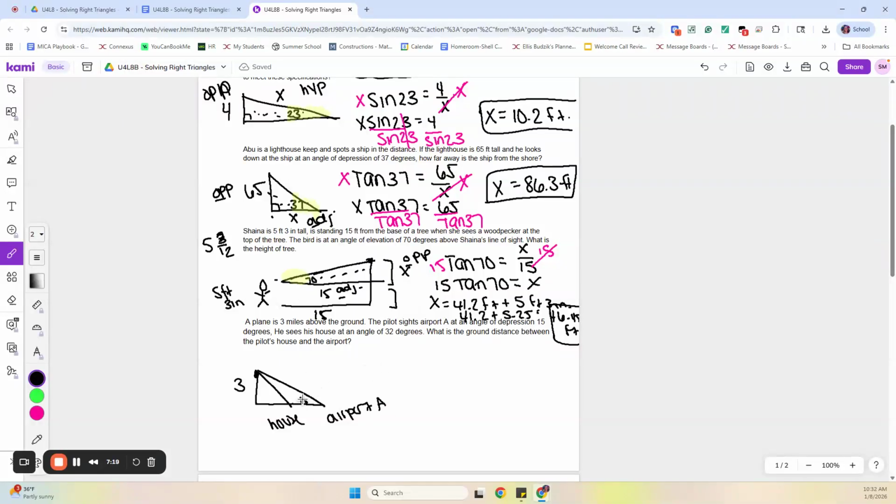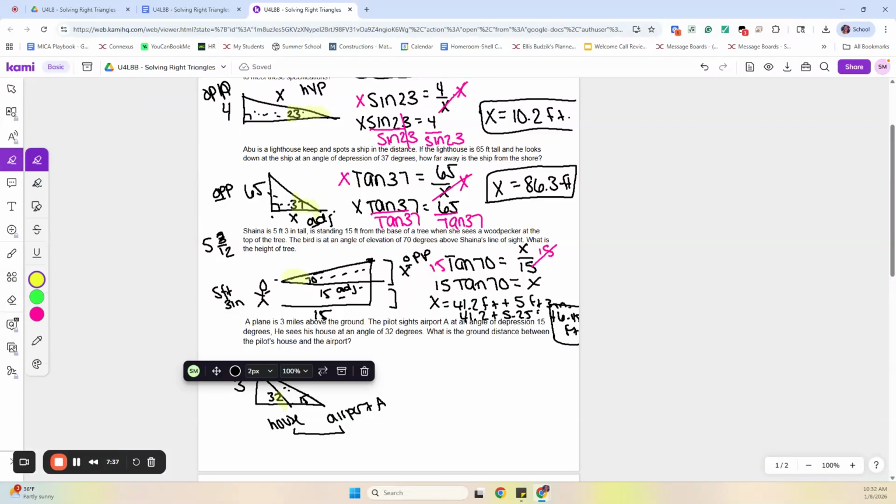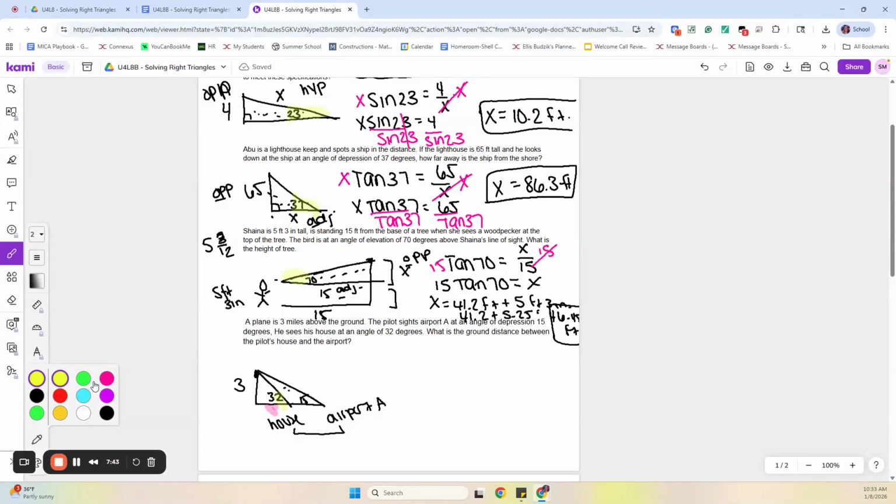So this is 15 degrees. This is 32 degrees. I want to find the distance from the house to the airport. But this triangle over here isn't a right triangle, so I can't just do that triangle. Instead, what I'm going to have to do is use my 2 right triangles and kind of subtract our ground answers. So first thing I'm going to do is find, we'll say this is my x. And then this whole distance here is going to be my y after.